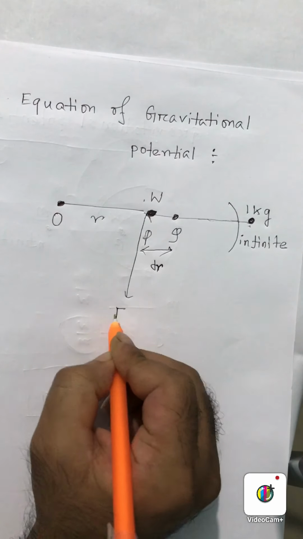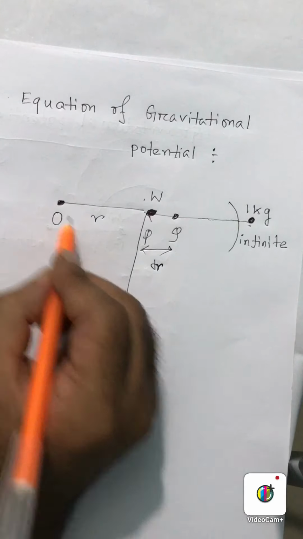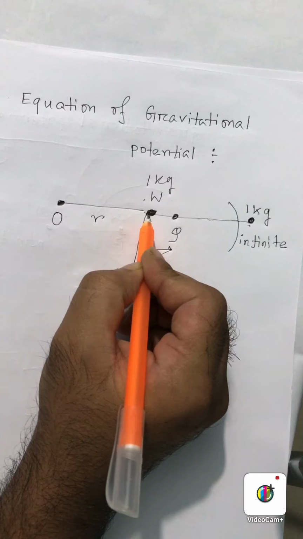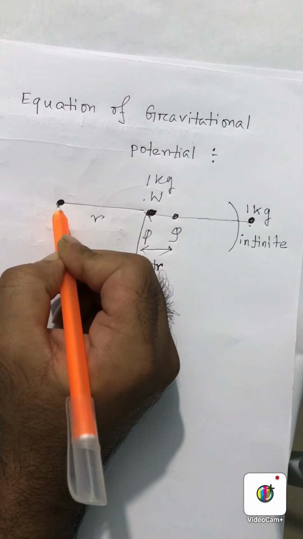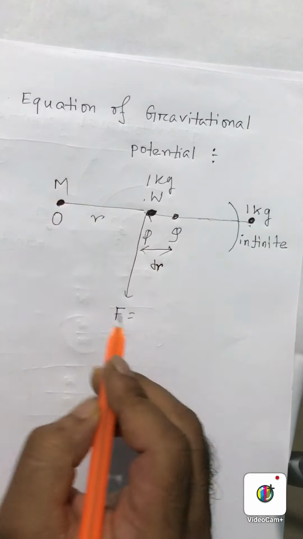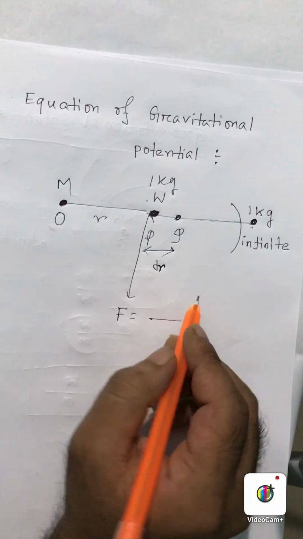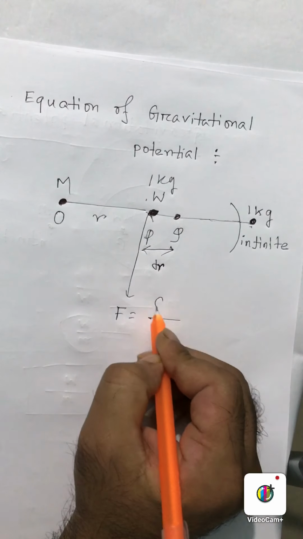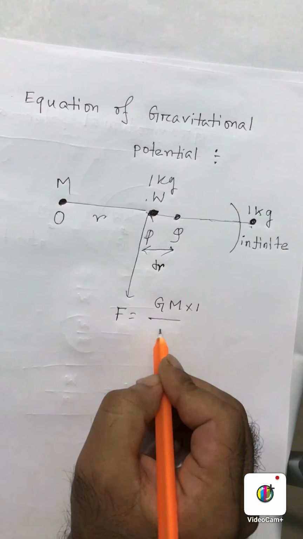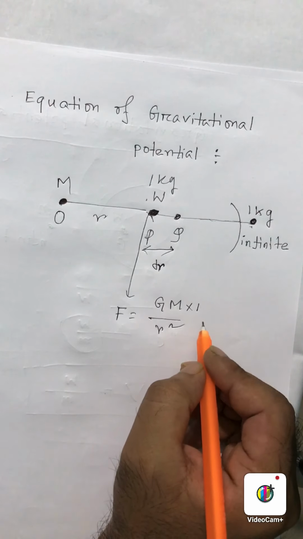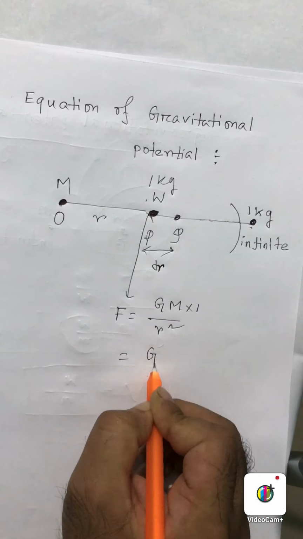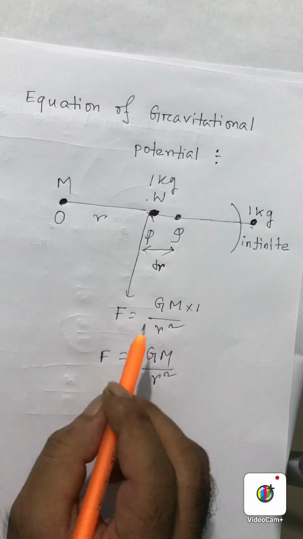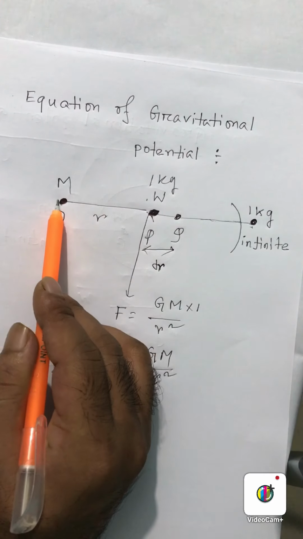Now at point P, the gravitational attraction force on the 1 kg mass, if the 1 kg mass is put at point P and the mass of this object is capital M, the attraction force between this object and the 1 kg mass is G times M times 1 divided by r squared, that is GM divided by r squared. This is the gravitational attraction force on the 1 kg mass due to this object.